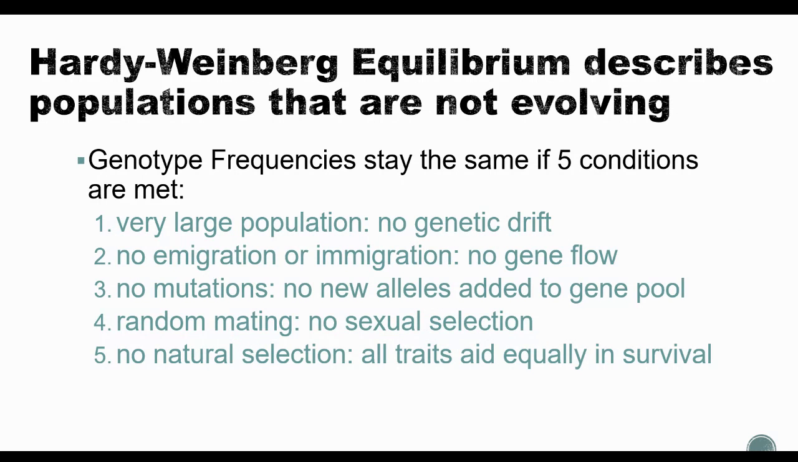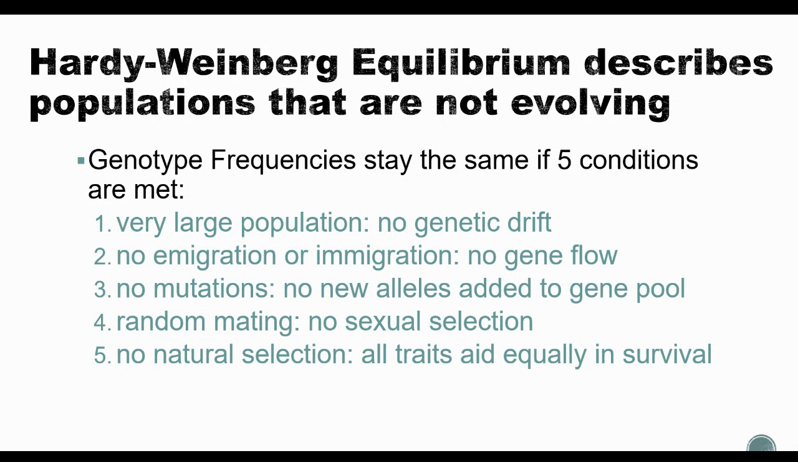All right, so now I'm going to talk about in which populations this would work. Hardy-Weinberg equilibrium describes populations that are not evolving, populations that stay the same, and the genotype frequencies would stay the same if 5 conditions are met. These 5 conditions would have to be in place in order for Hardy-Weinberg to actually describe a population.